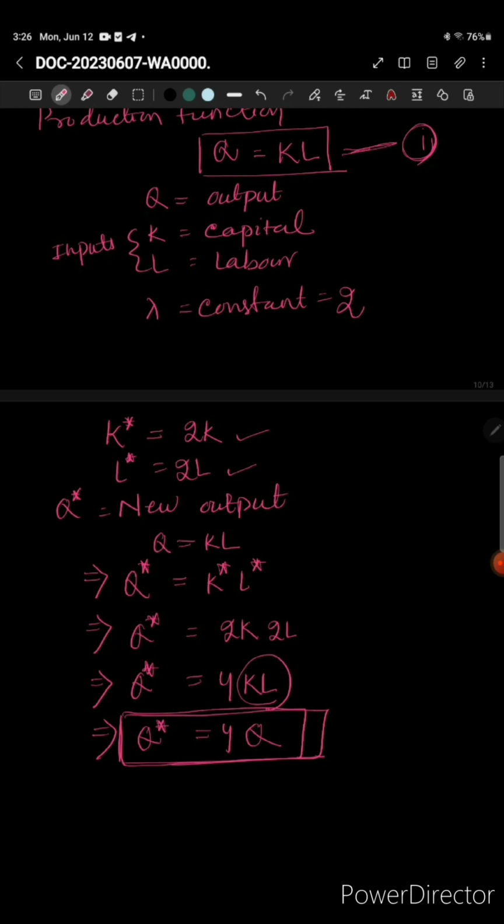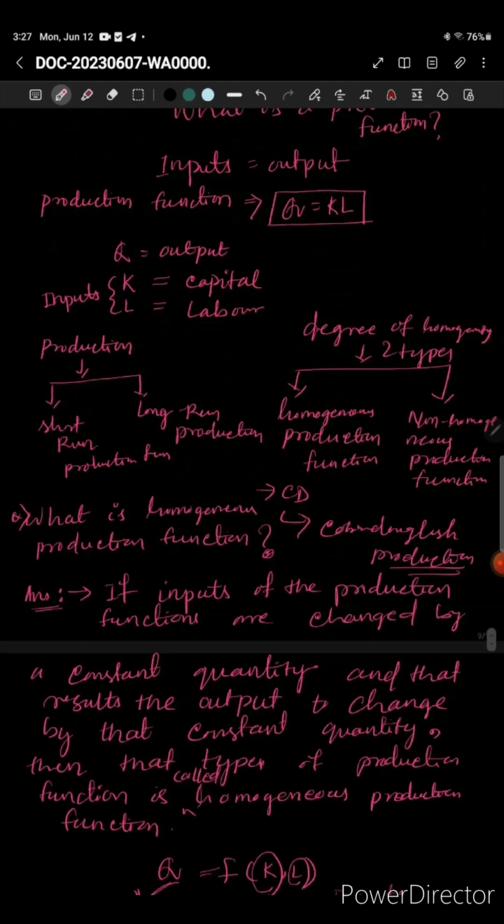So when we are increasing labor by 2 times and capital by 2 times, instead of rising 2 times, the output is rising 4 times. So now come to our question.